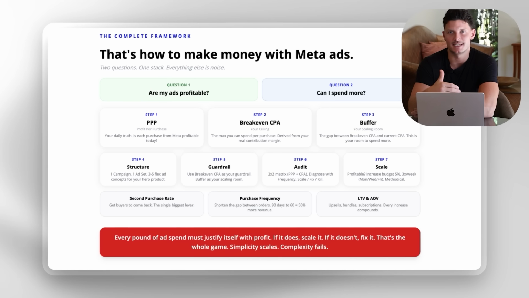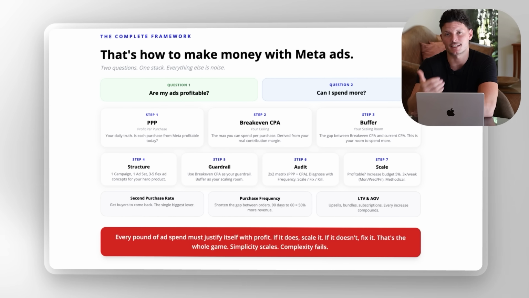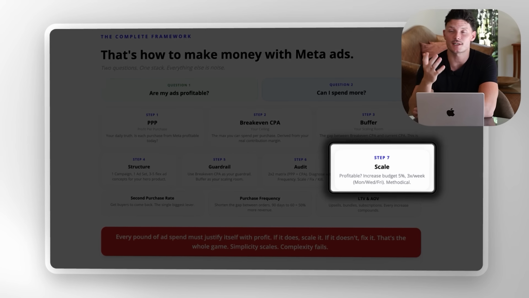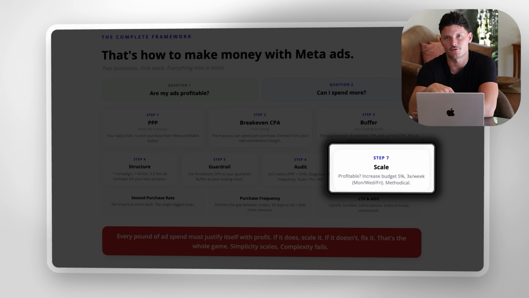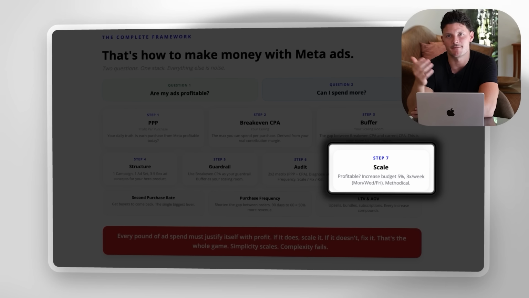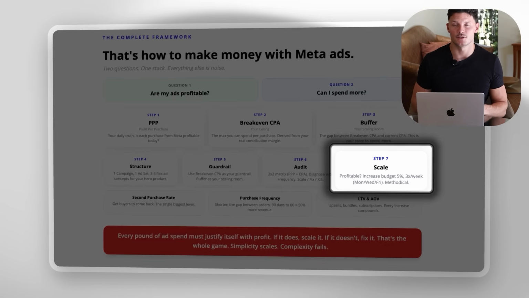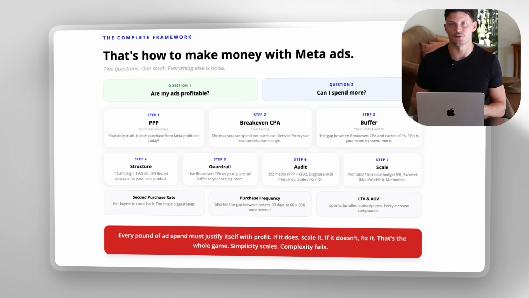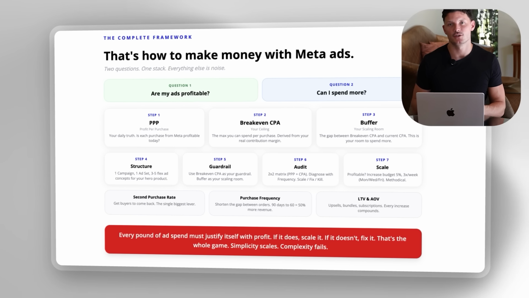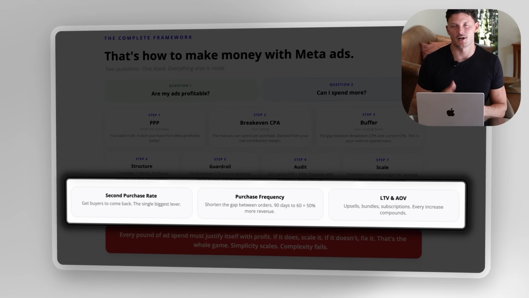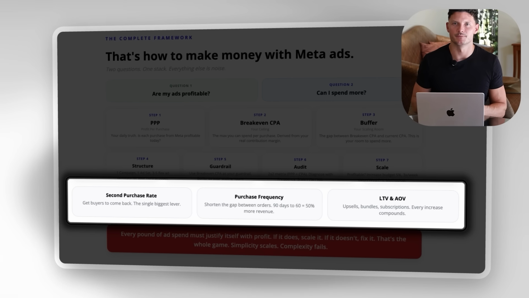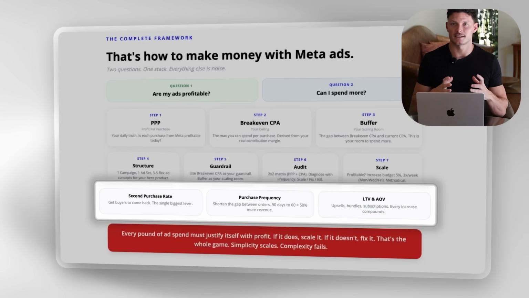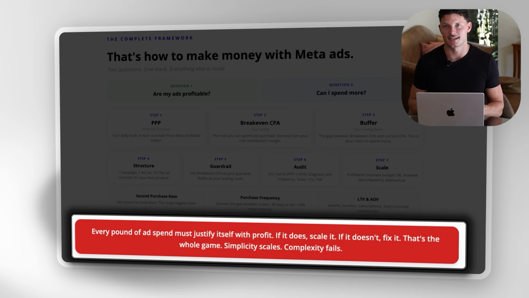Every dollar of ad spend needs to justify itself with profit. If it does, then we scale it. If it doesn't, then we fix it. And then we scale it once it's working on a Monday, a Wednesday, and a Friday by a 5% budget increase if it hits our core CPA metrics. And then on the back end, we use email, organic socials, everything we can to increase second purchase rate, purchase cadence, and lifetime value, and create that systematic flywheel. And the main thing is keeping things simple and scaling with simplicity.